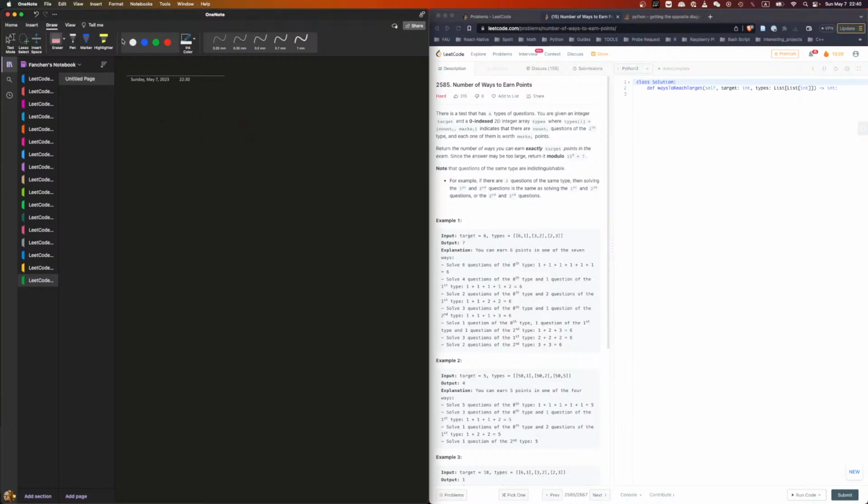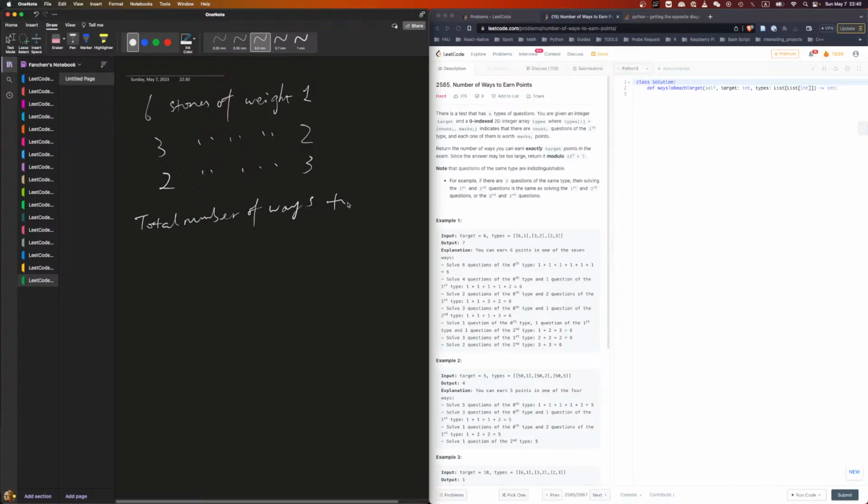Doesn't matter. All right, so what we're talking about, we have 6 stones of weight 1, 3 stones of weight 2, and 2 stones of weight 3. Now we want to know the total number of ways to fit a bag of limit 6.